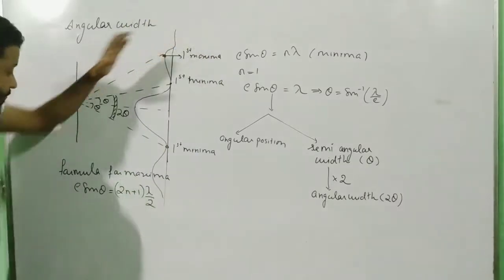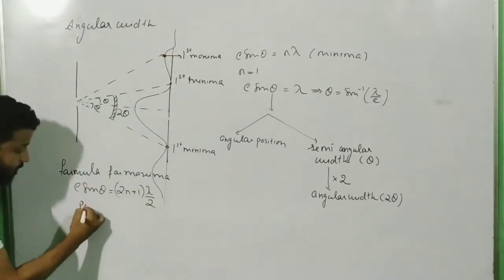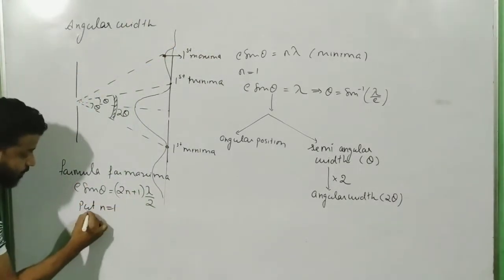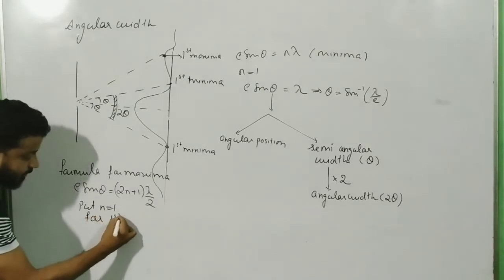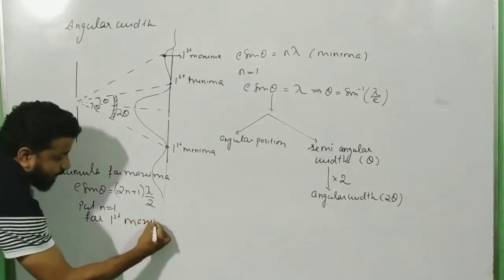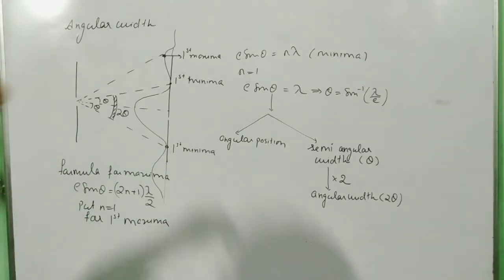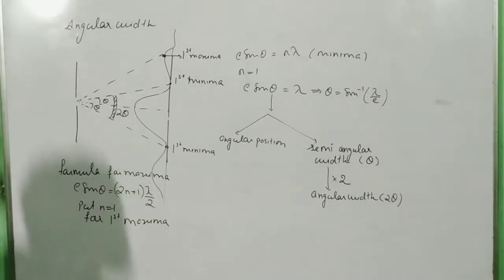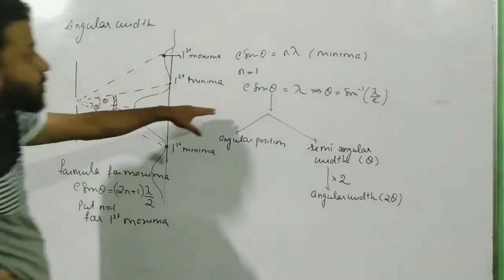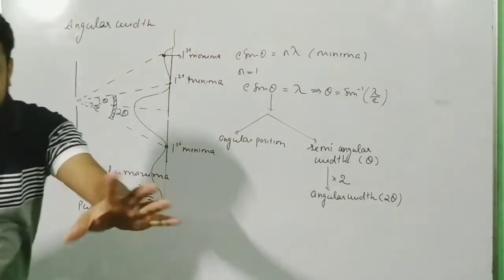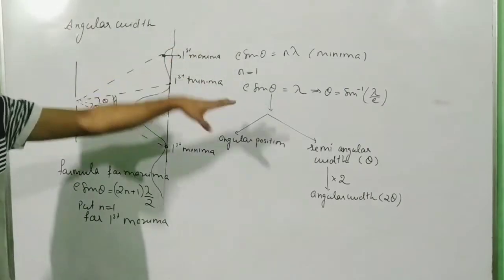So for finding first maxima, you just put the value of n equal to 1, and then right away the answer follows. You can find angle theta right away. This is the concept on which they ask numericals, and remember, this is the formula which you have to use. Most of the cases, it is the width, the minima.